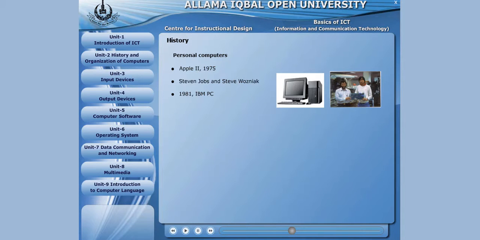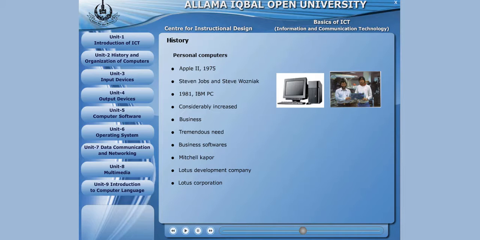Personal computers had considerably increased in business. There was a tremendous need for business software. Mitch Kapor established the Lotus Development Company. Lotus Corporation introduced the electronic spreadsheet application, Lotus 1-2-3, that boosted the sales of the IBM PC.